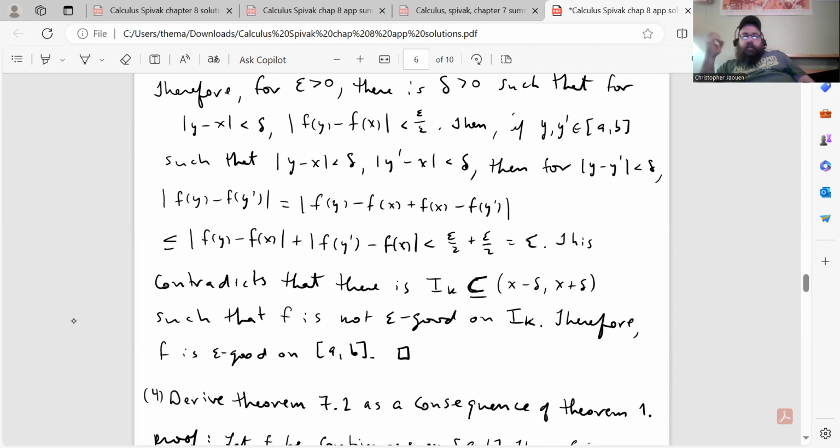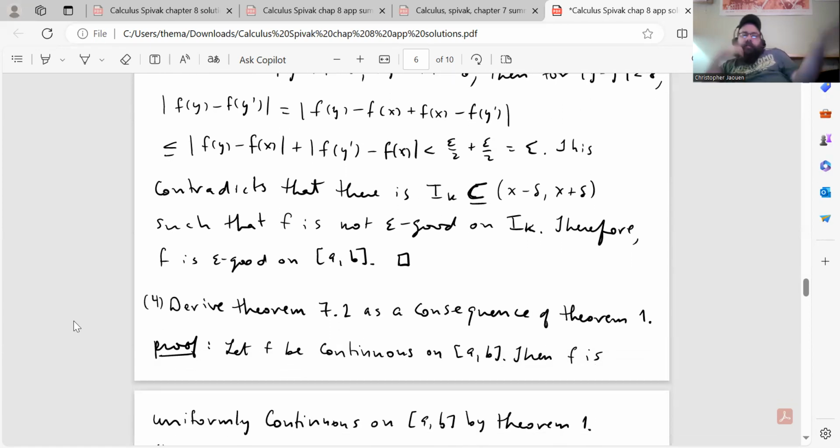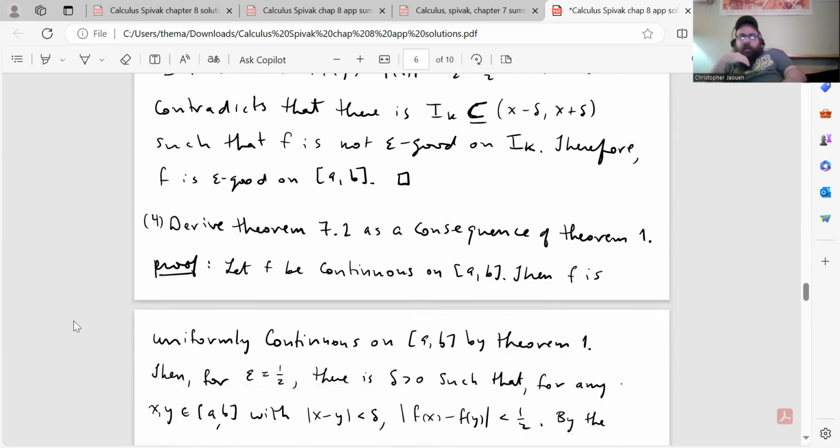However, this contradicts that there is one of those intervals in our sequence of nested intervals that is contained completely in the interval from x minus delta to x plus delta, such that f is not epsilon good on that interval I_k. Therefore, f is epsilon good on the whole interval because of the contradiction. Okay, so that's another proof of theorem 1, but using a bisection argument.